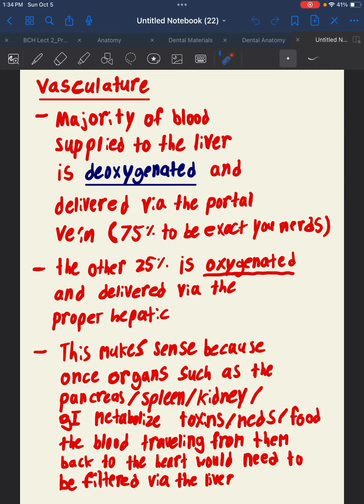Dual circulation means that the liver is provided both oxygenated and deoxygenated blood. So 75% of the blood, the majority of the blood delivered to the liver, is actually deoxygenated and delivered via a vein known as the portal vein. The other 25% of that blood is oxygenated and delivered via the proper hepatic artery that branches off into the right hepatic artery and left hepatic artery.